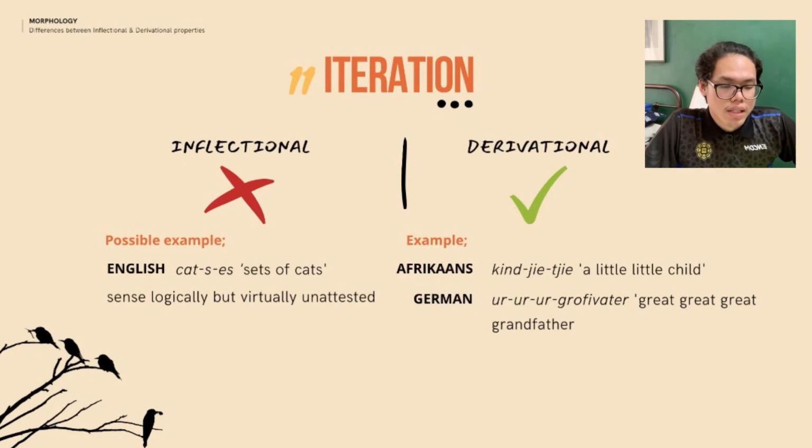And then the next examples in derivational. Example in an African language, kinjiji, meaning a little child. As you can see here, the derivational value is repeated twice here, ji. That is what we call iteration. The next one in German, Urgroßvater, meaning great grandfather. As you can see here, the derivational morpheme is repeated three times here, Ur. So derivational can be iterated.